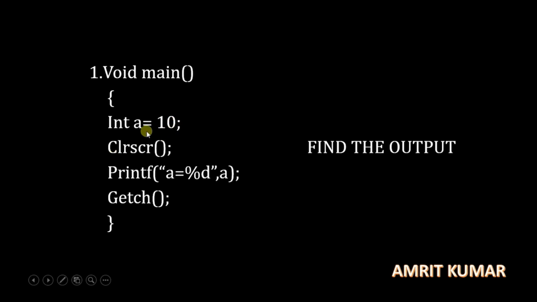After this line we move forward to clrscr. This is a function in C language, and its use is to clear the screen. Again the termination happens, then we move toward the next line, printf. So printf is a function. We have studied the printf function in the previous video.